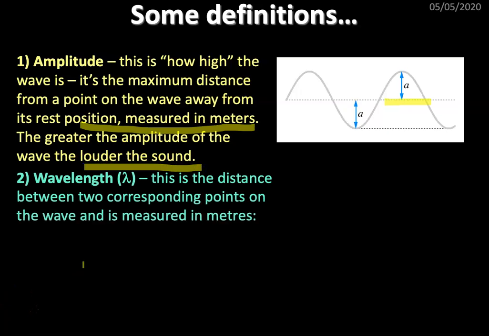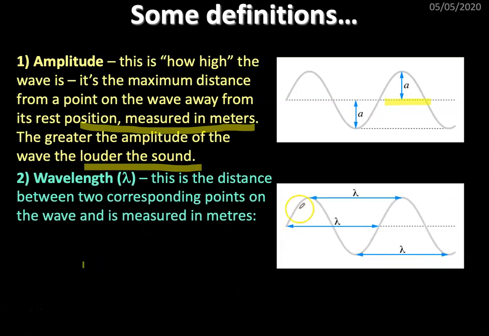Next, wavelength, distance between two corresponding points, and you can see now between these two crests or peaks, between two troughs, and between 2 points here, half of the wave there, half there, that's one wavelength. Remember, this sign is like an upside down Y, it's called lambda. Wavelength is also measured in meters.